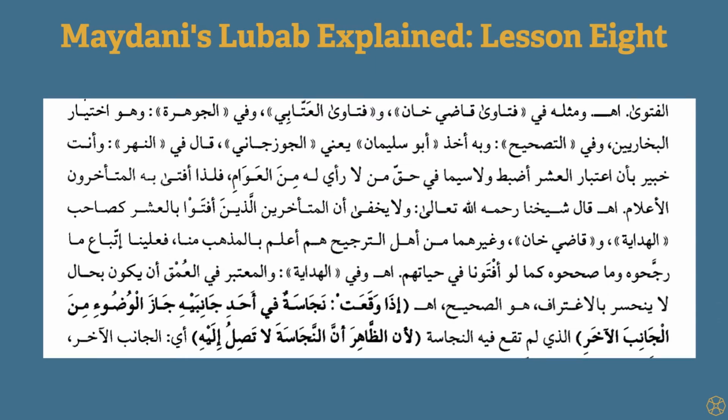قال شيخنا رحمه الله تعالى: ولا يخفى أن المتأخرين الذين أفتوا بالعشر كصاحب الهداية وقاضي خان وغيرهما من أهل الترجيح. They are the people of tarjih. They can look at the positions and the differing riwayat, and choose one. And we, being people with significantly less knowledge and less grasp of the mechanics of the madhab than they do, and of the strength of the riwayat and the adillah, we have to follow them. This is qualified scholarship.